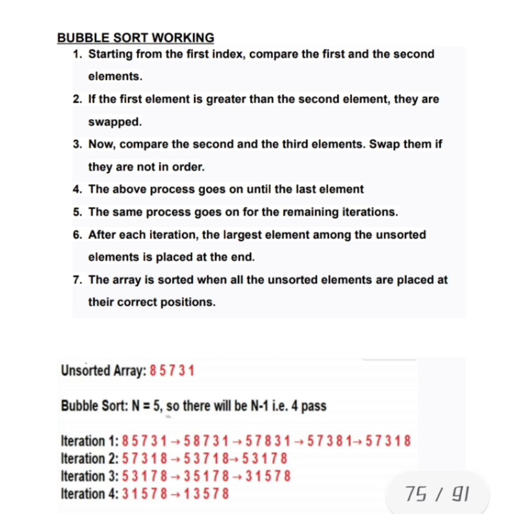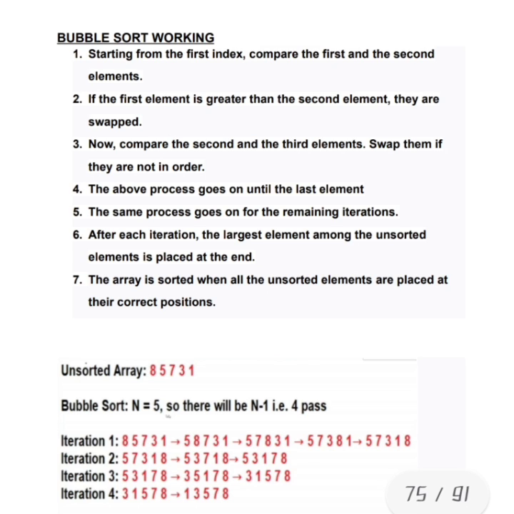In iteration 2, the given numbers are 5 7 3 1 8. We compare the first two elements. 5 is smaller than 7, so we do not do a swap operation. Then we compare the second and third elements, 7 and 3. 7 is greater than 3, so we swap. Then 7 and 1. 7 is greater than 1, so we swap.